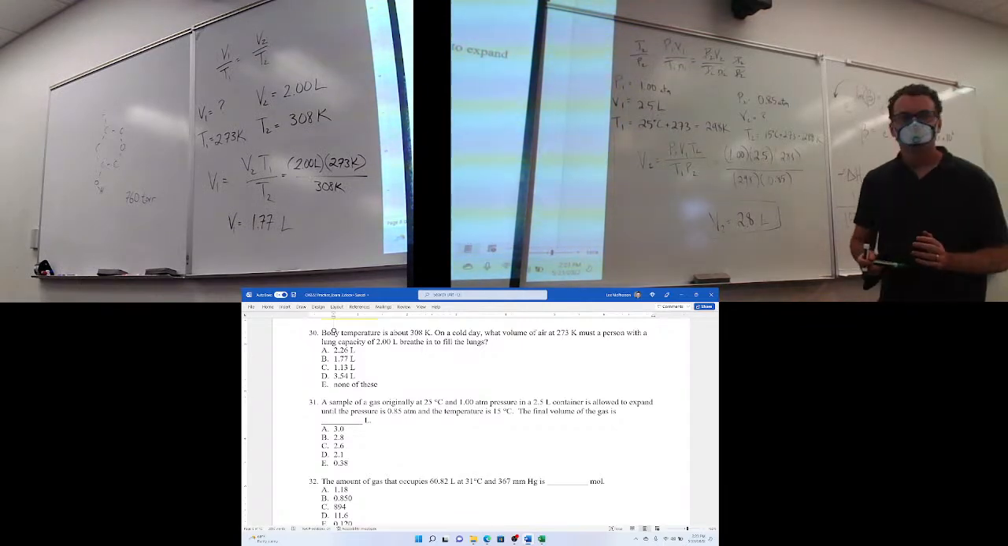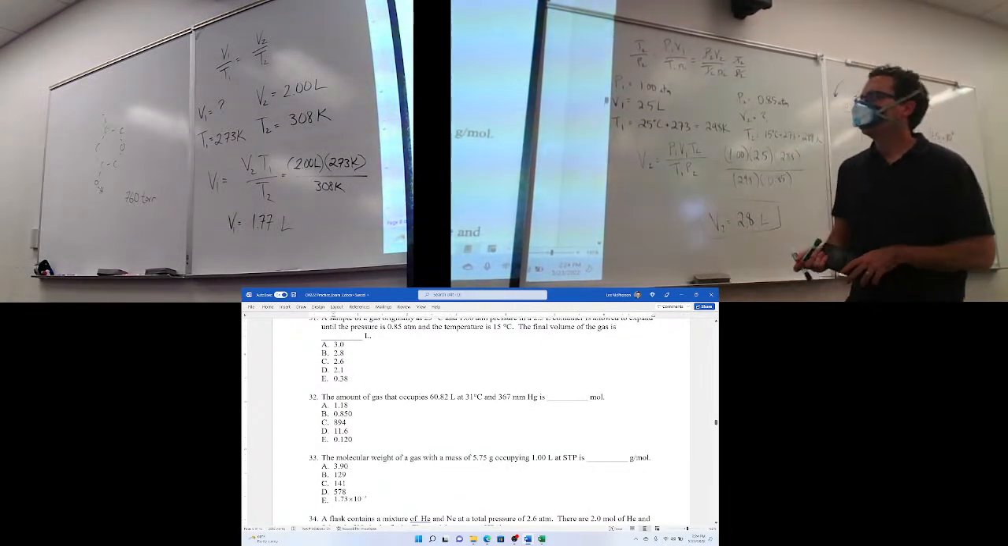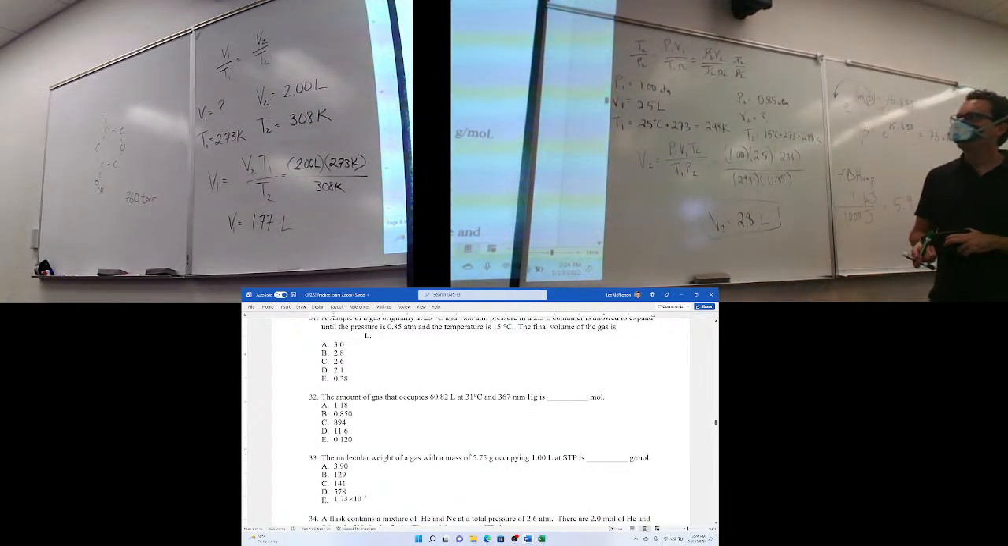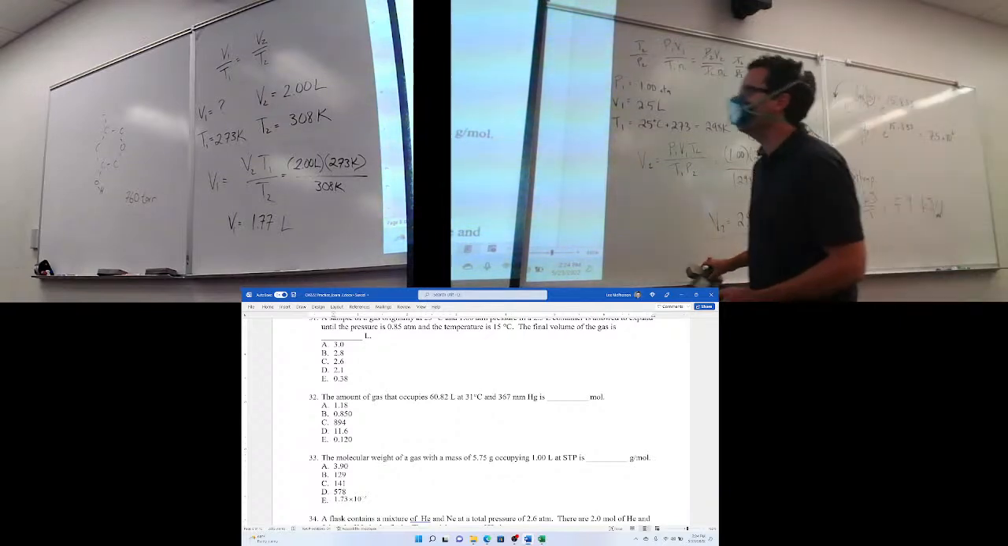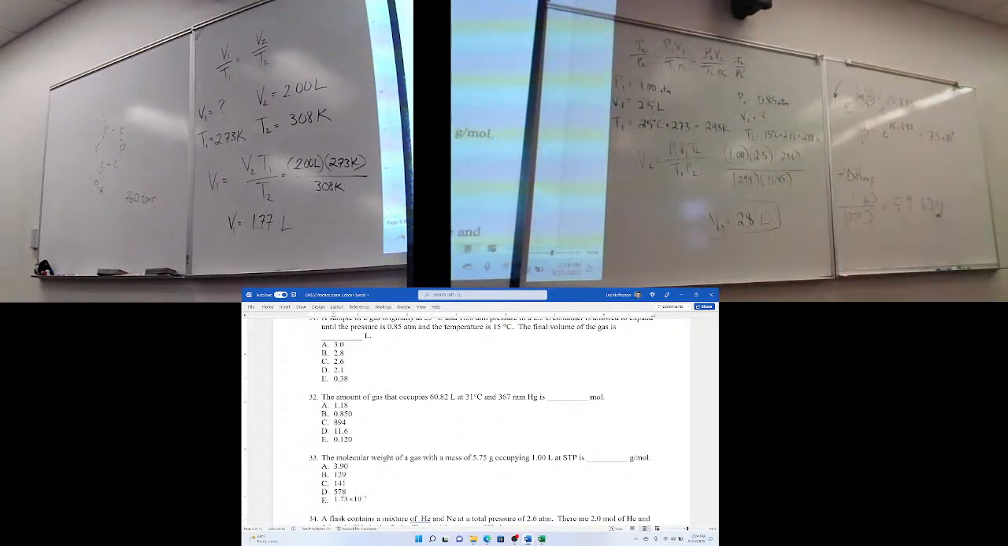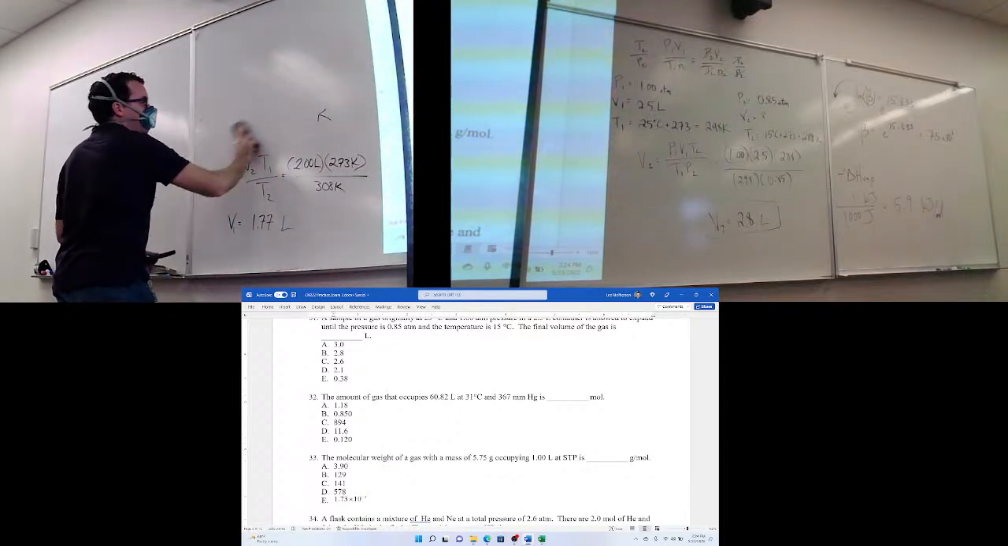Okay. 32. Amount of gas that occupies 60-something liters at 31 degrees C and 367 millimeters of mercury is that many moles. So this is not a change of state. This is just, you have 3 of the properties, you want to find the 4th one. You've got the volume, you've got the temperature, you've got the pressure, you just want to find the number of moles. So that's where PV equals nRT comes in.